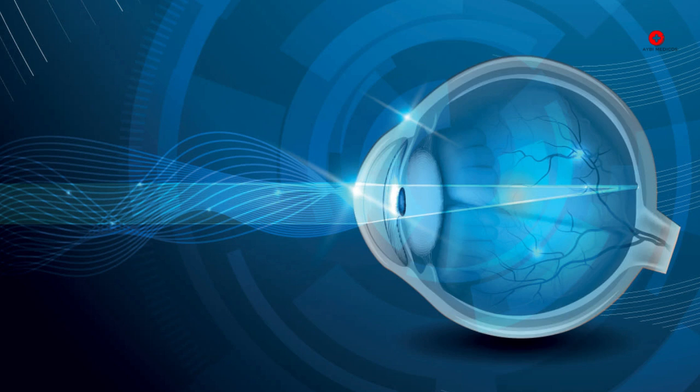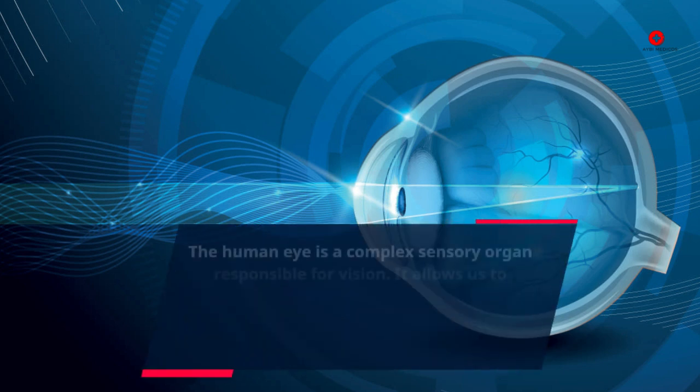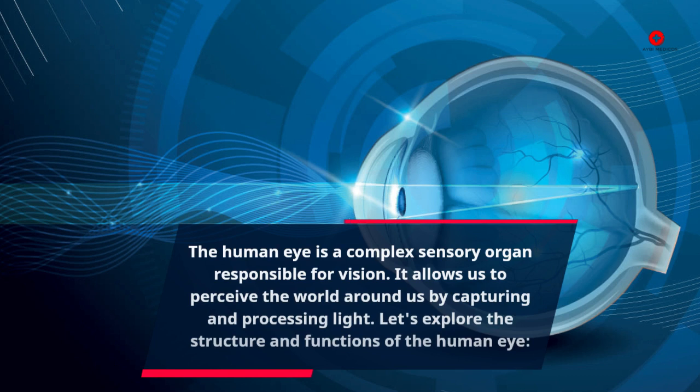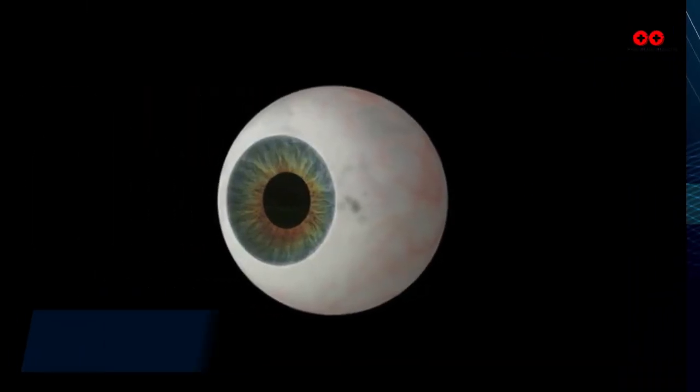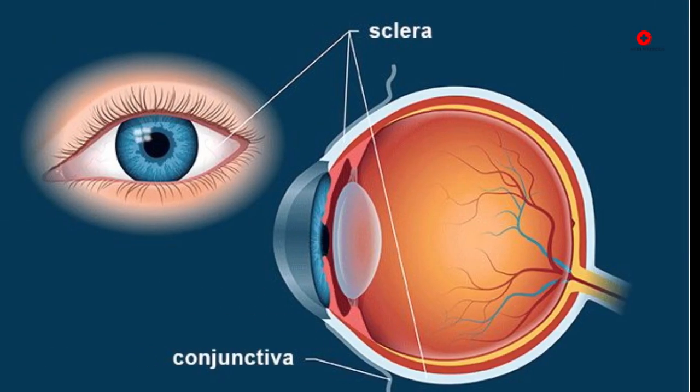The human eye is a complex sensory organ responsible for vision. It allows us to perceive the world around us by capturing and processing light. Let's explore the structure and functions of the human eye. Structure of the human eye.